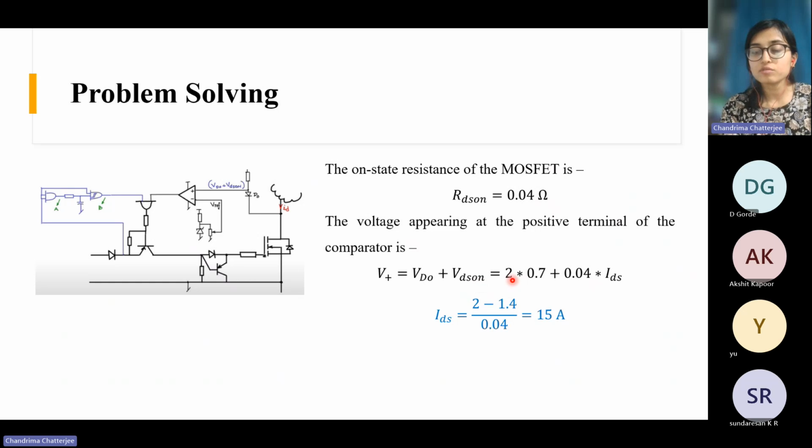And what is this potential? VD0 plus VDS on, which is 2 times 0.7, because there are two diodes, plus RDS on times IDS. When this is equal to 2 volt, only then will this circuit start operating, right? So from this boundary condition, you can find out IDS, which is 15 ampere. If current reaches this value, then the protection circuit will start operating. This is the current value.